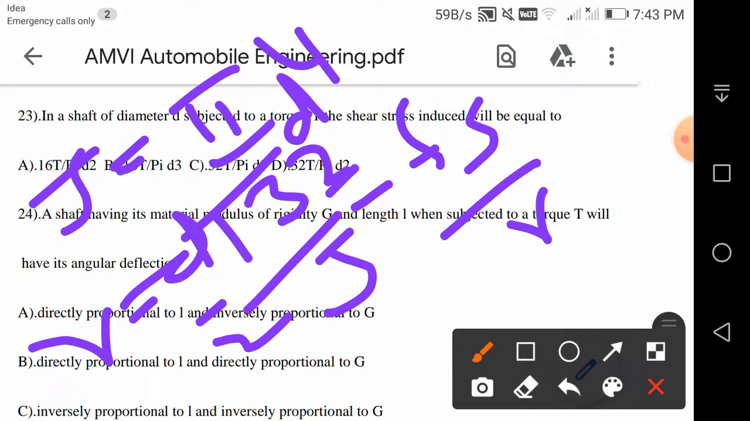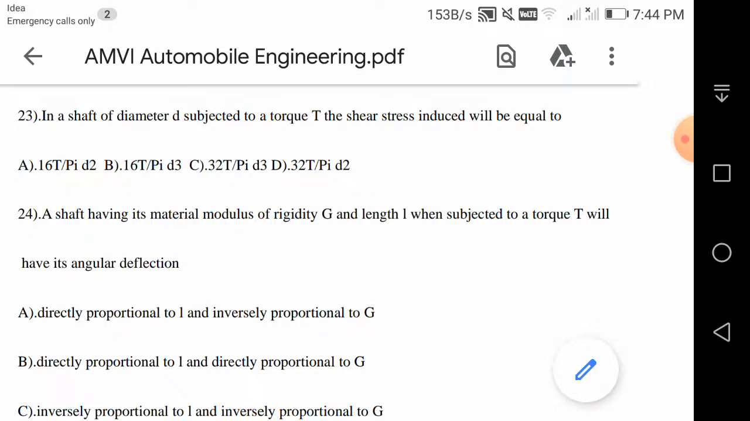So here substituting J is equal to pi by 32 D power 4 and R is equal to D by 2, you will get Fs, or shear stress, is equal to pi by 16 D cube. T is equal to pi by 16 D cube into Fs, or Fs is equal to T by pi by 16 D cube, both are same. So let us mark the answer: 16 T by pi D cube, that is the answer.